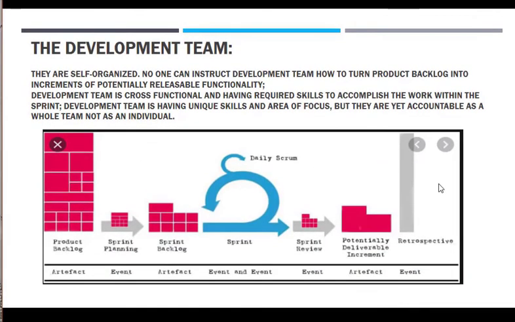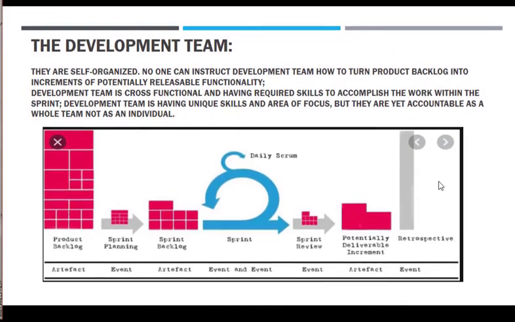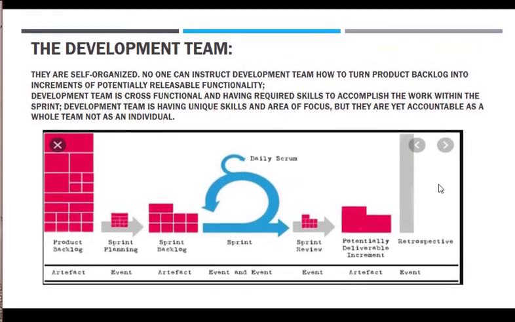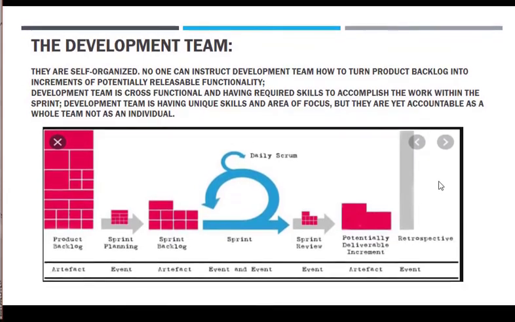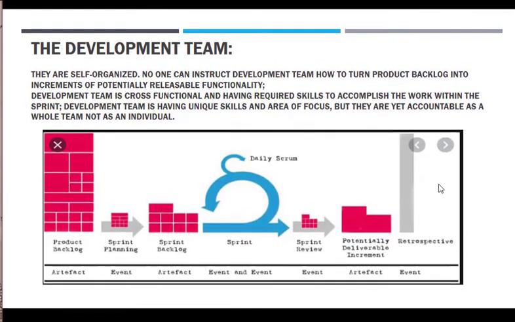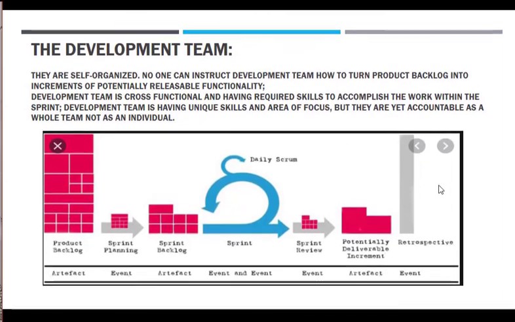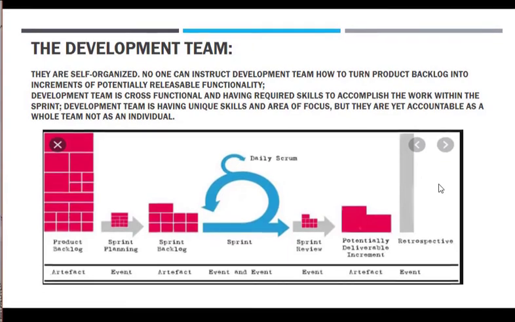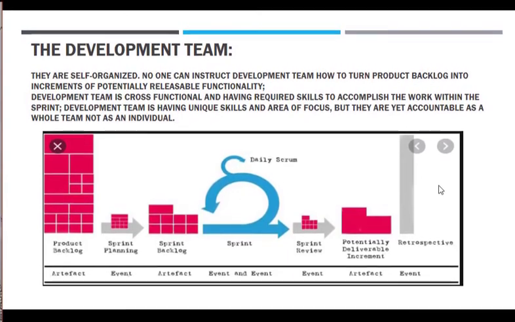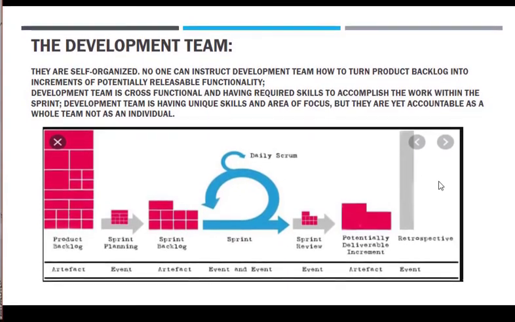So as we have discussed the sprint, here we discuss the development team. The development team has 4, 5, or a maximum of 9 members. They are self-organized. They are responsible to each other. If any one person is going on holiday, another person knows everything, and the whole team is accountable.